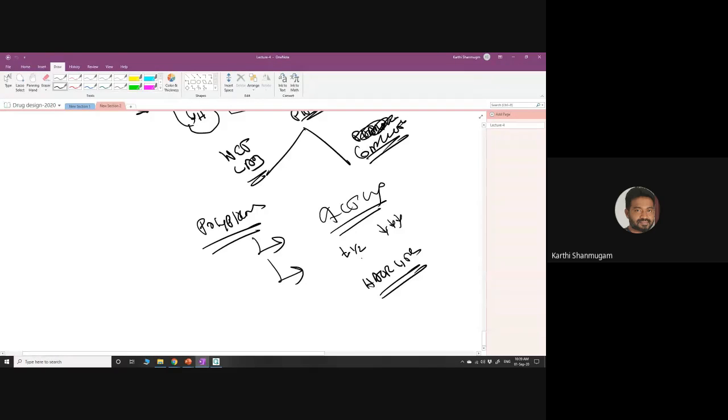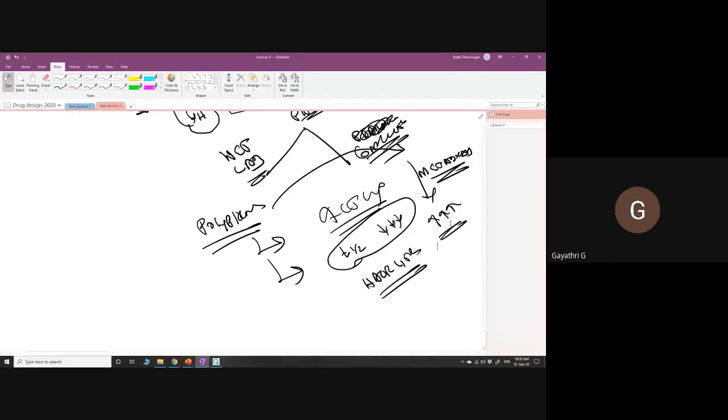The reason for the decrease in half-life is related to its metabolism, rapid metabolism. So the medicinal chemist will work on improving the stability of the molecule to some extent, and that will eventually lead to an improvement in the half-life. So we can do lead optimization to improve the half-life of the drug-like molecule.